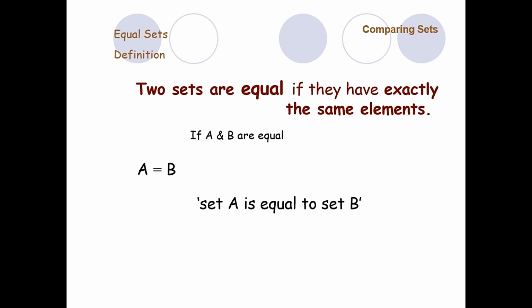Equal sets. There are sets that are equal. They are said to be equal if they have exactly the same elements. Example, if those elements are in A and the same elements are also in B, then we can say that A and B are equal sets. Okay, for example, let's say set A has 1, 2, 3, and 4, while set B also has 1, 2, 3, and 4. So that is the time we can say that set A and set B are equal sets.